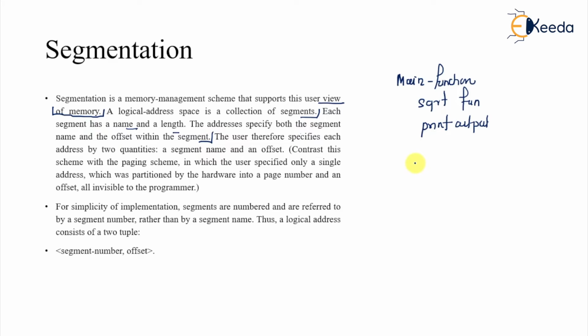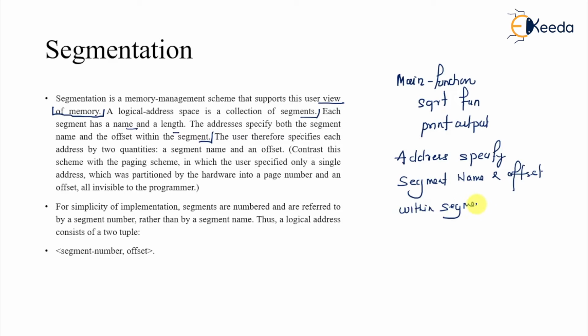So each segment has a name and a length, and what does the address specify? The segment name and the offset within the segment.